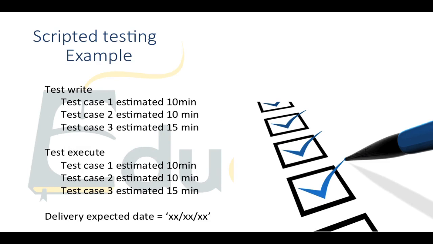Now here we have an example of how a test case would work. You would have, in this particular order, the tests written. Test 1 takes 10 minutes, test 2 will take 10 minutes, test 3 will take 15. After that, they have to be executed. And before that, you would probably find that there'd be an expected delivery date tagged along to that, which would give the testing team something to work towards.